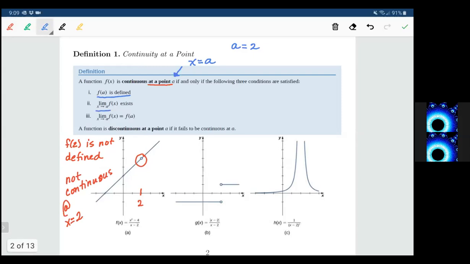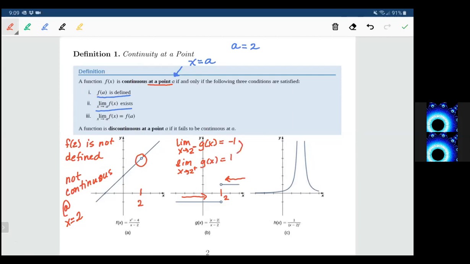We also have that the limit as x approaches a of f of x needs to exist. So again, we're working with 2. And we can see that as we approach 2 from the left-hand side, the limit as x approaches 2 from the left of our function, this is g of x, sorry, g of x is equal to -1. Whereas if we approach from the right, the limit as x approaches 2 from the right of g of x is equal to +1.